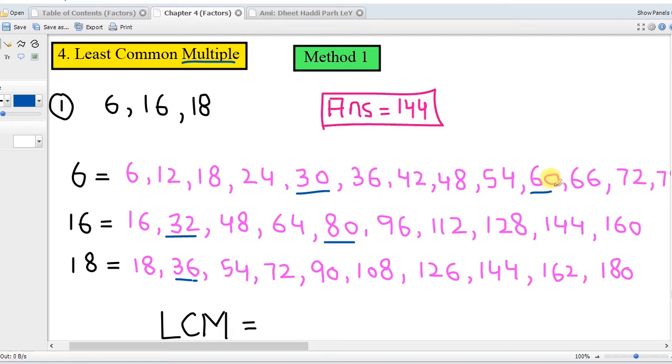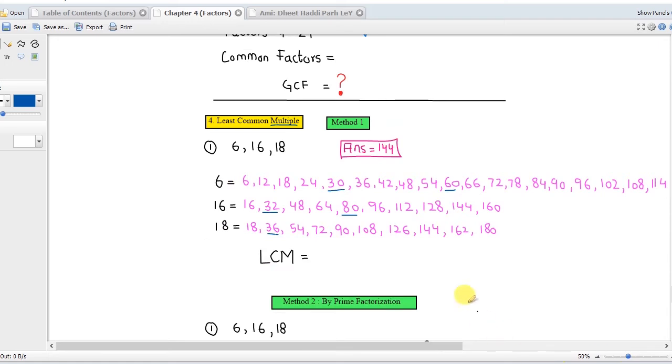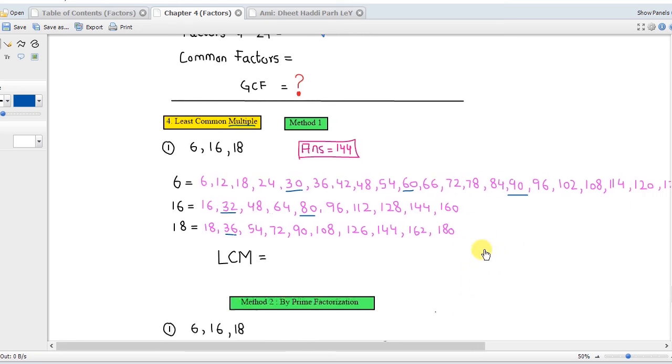So you have to keep on writing the multiples until you find a common value that is common in all these three numbers, 6, 16 and 18, right? So we keep on writing the multiples of 6 up till 90. Is there any common number in all three up till 90? No. We do have 90 in 6, we do have 90 in 18, but we do not have 90 in 16. Okay, let's keep on moving.